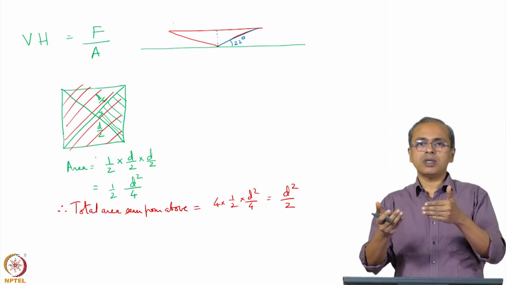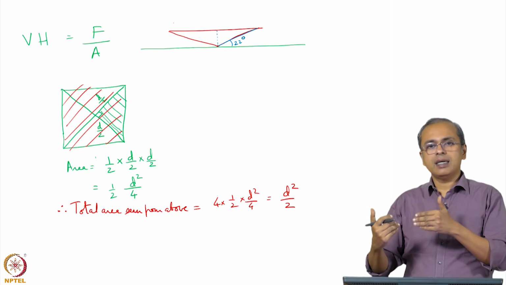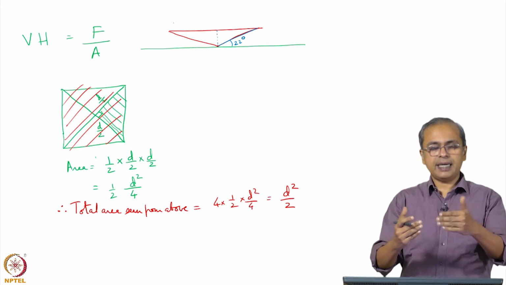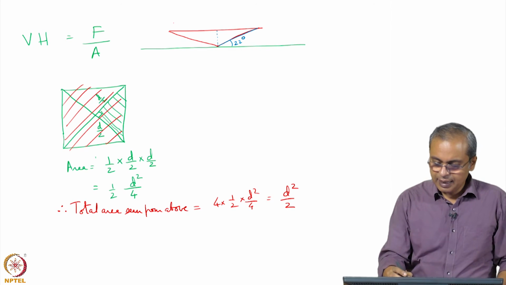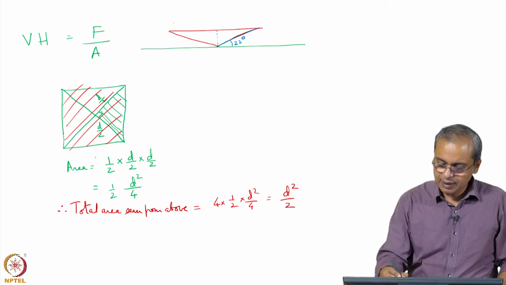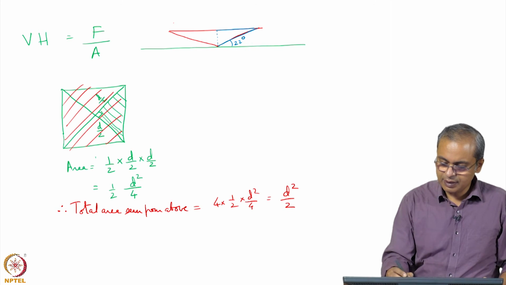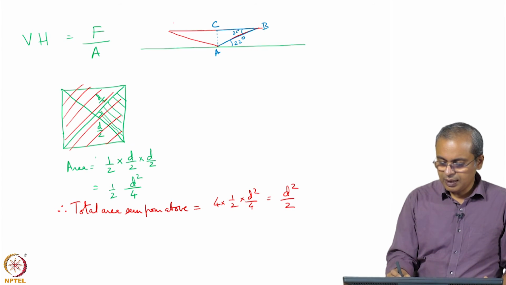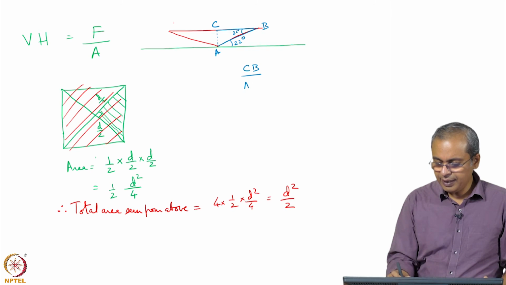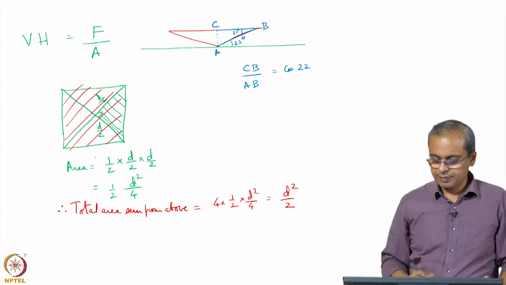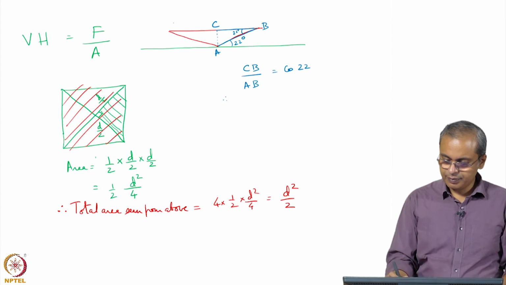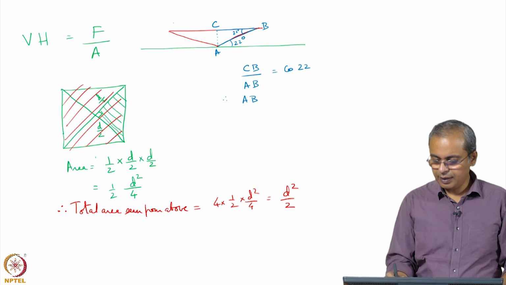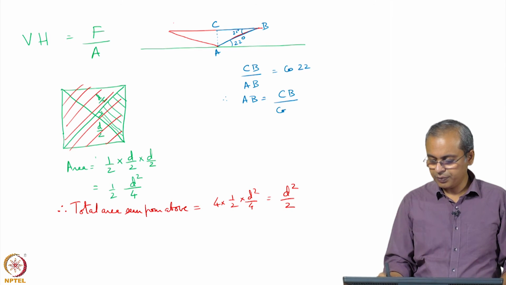So, you have to actually account for the fact that you are only seeing the projection of that area on the flat surface. So, if you look at this line here and this line here, this angle is also 22 degrees. So, let me say this is A, this is B and this is C. So, CB by AB is equal to cos 22, right. Therefore, AB equals CB by cos 22.